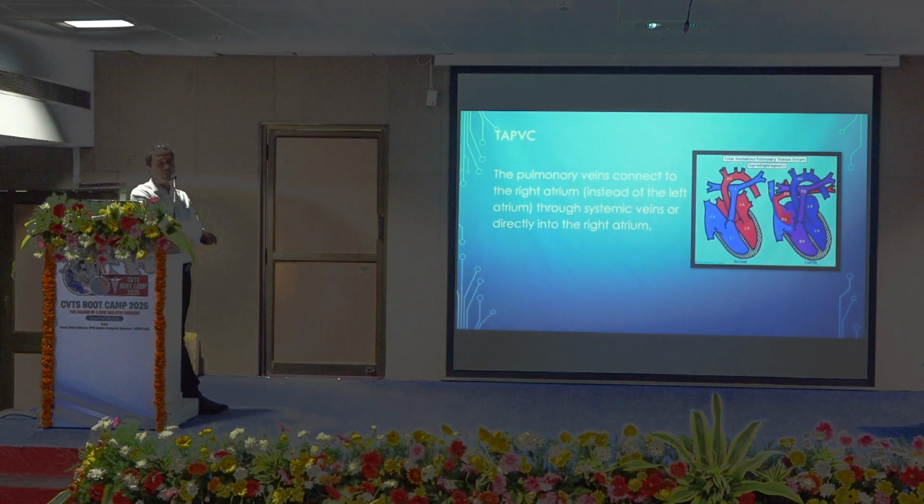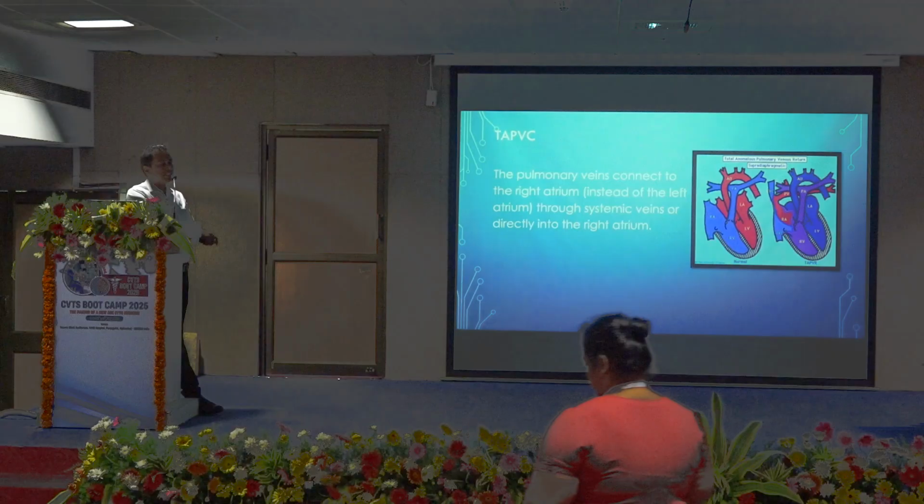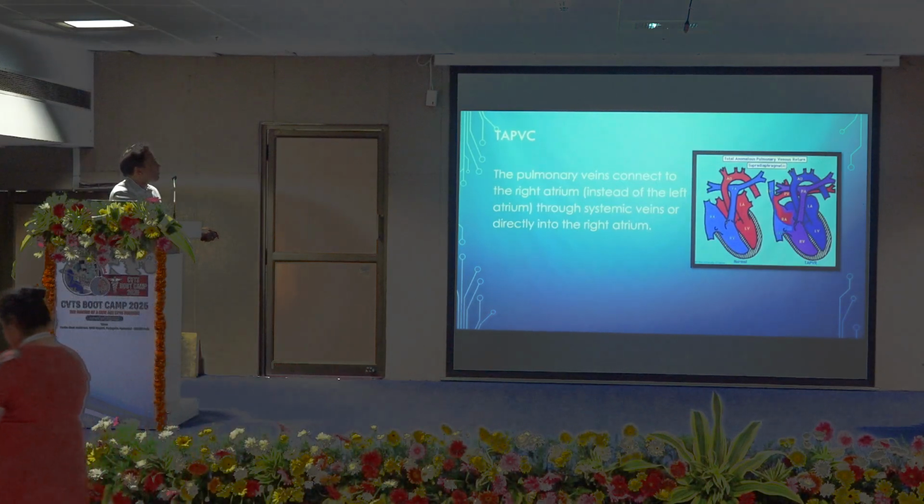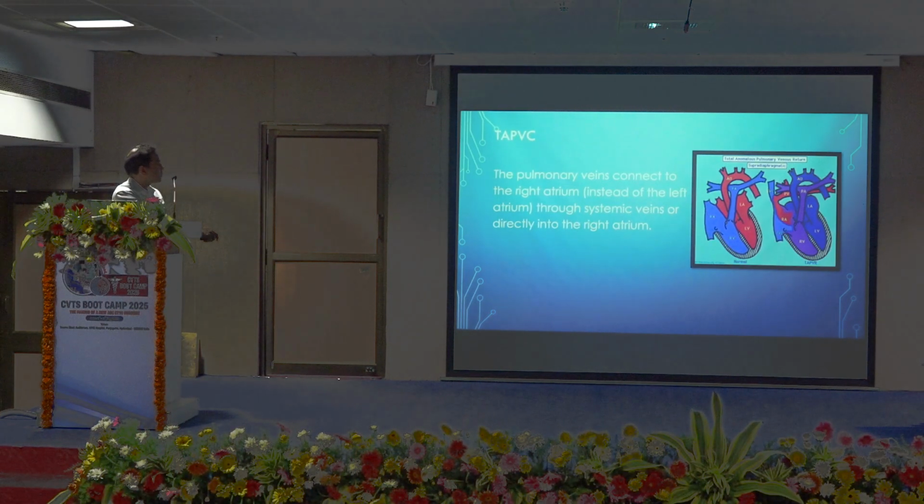Coming to the third subset, which is very common in India, total anomalous pulmonary venous connection. So what happens in this? The pulmonary veins connect to a right-sided structure, the right atrium or superior vena cava or innominate vein, rather than on the left side. So all the pulmonary veins, instead of opening to the LA, open to the RA, either via a vertical vein or directly.